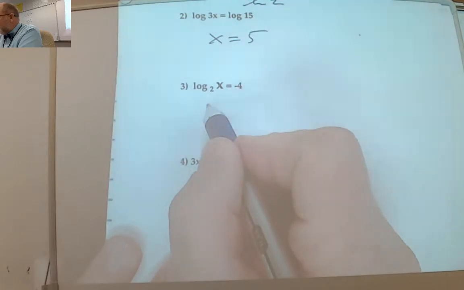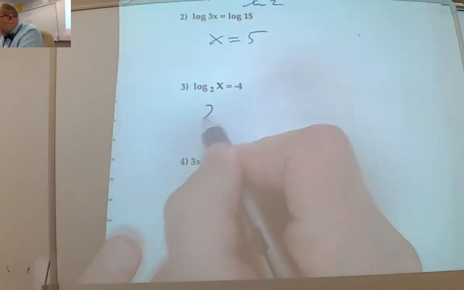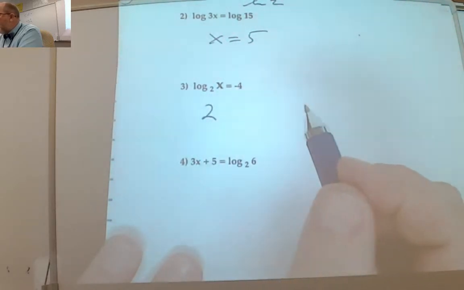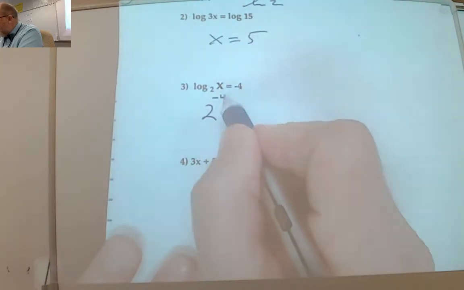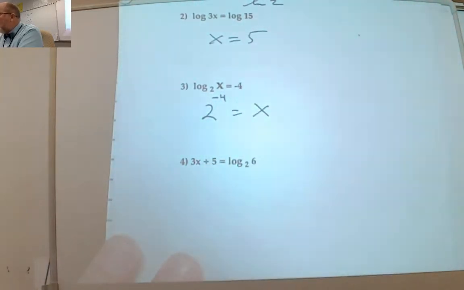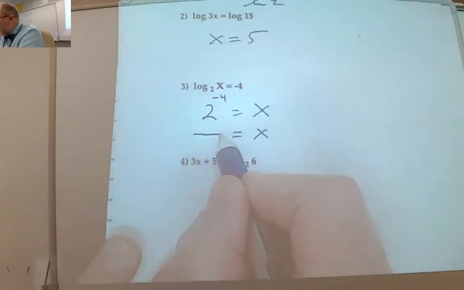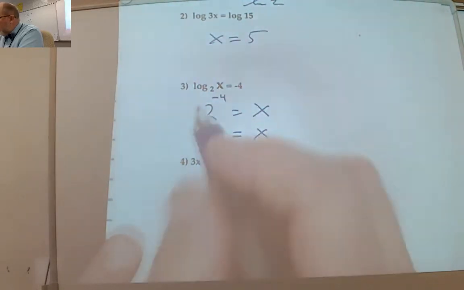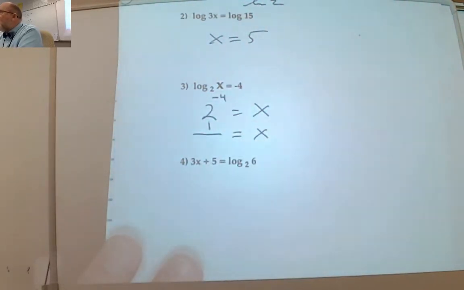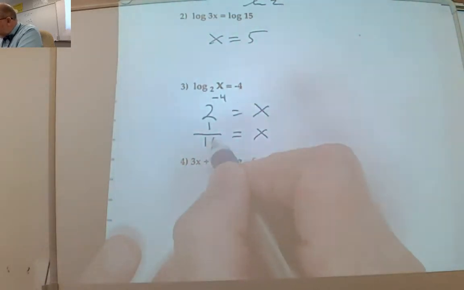Should we put that in exponential form? Yeah, I would put it in exponential form. So what's your base? 2. What's your exponent? -4. And that's going to equal x, correct? So x is equal to, and you have to give it to me as a fraction. You want me to give you a hint? There's a 1 on top. 16, perfect.